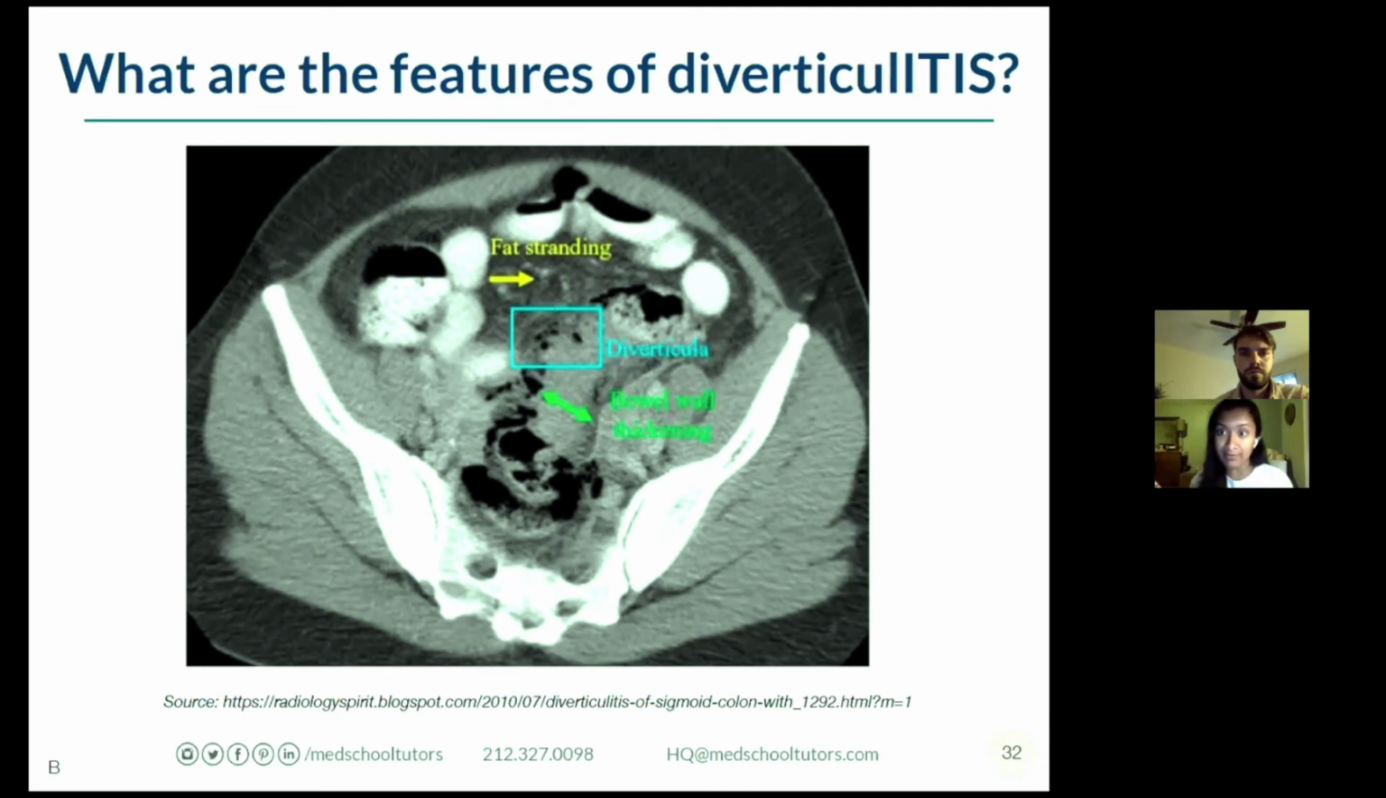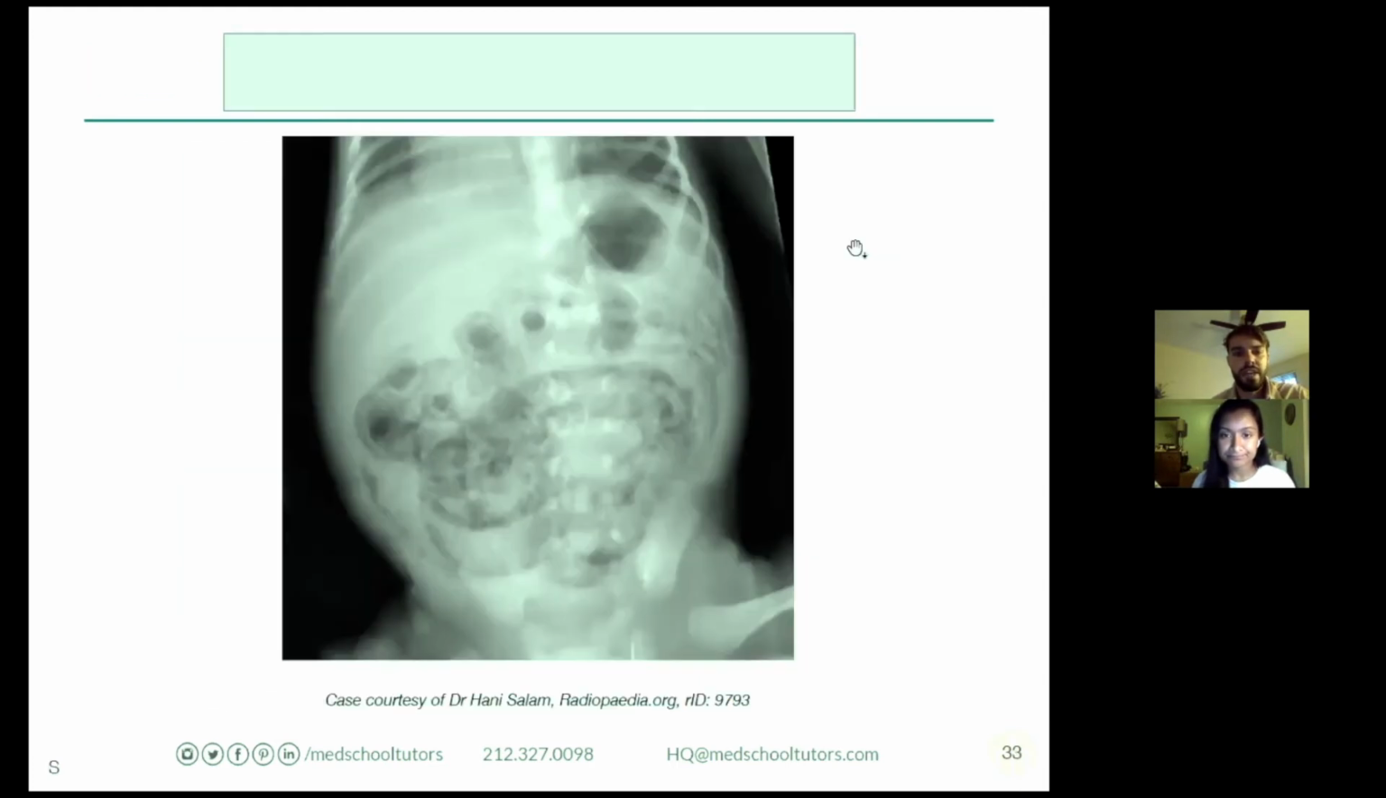If you see this sort of around the gallbladder, you think of cholecystitis. All of that fat stranding is your big hint in terms of any inflammatory process. Thank you. That's great. Okay.